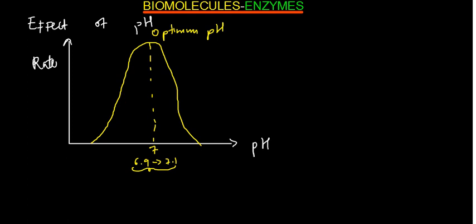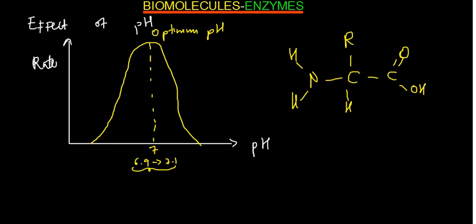So changes in pH lead to changes in the ionic charge of the acidic and basic R groups. What we mean is that, remember, enzymes are what? They are proteins, and proteins are made up of amino acids. And an amino acid has got a carbon in the middle bonded to a carbon which has got a carboxylic acid functional group, and then here it has got OH, and then it has got an amine group this side, and then you have got a hydrogen, and then you have got an R group here. Okay, so this is an amino acid.